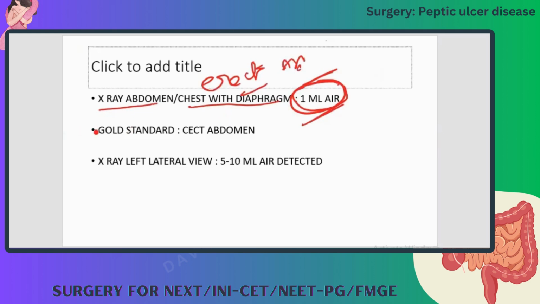And the gold standard is CECT. X-ray left lateral view, we can detect if 5 to 10 ml of air is there, only in left lateral position also we can detect. But X-ray erect abdomen and chest with diaphragm, both of them should be seen. Chest should be seen, diaphragm should be seen, and the abdomen should be seen.